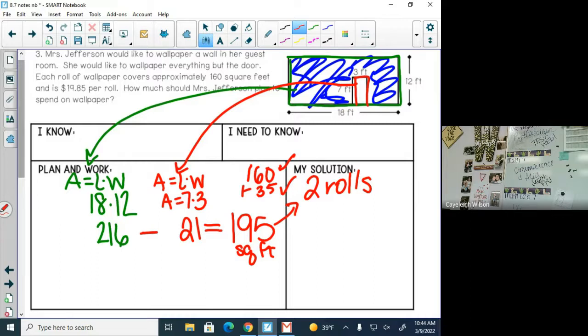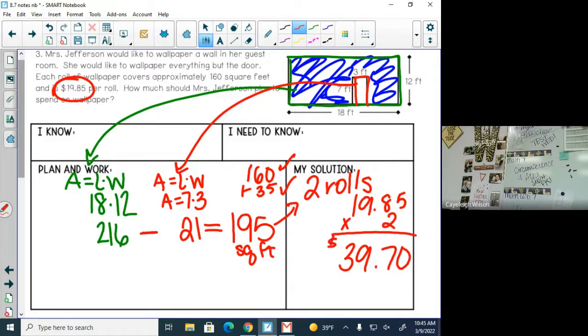Because they're asking me how much it's gonna cost me. Multiply the price. Yep. All right, look. The price of 1 roll is $19.85. So $19.85 times 2. All right, Seamus. 39.7. It's $39.70.